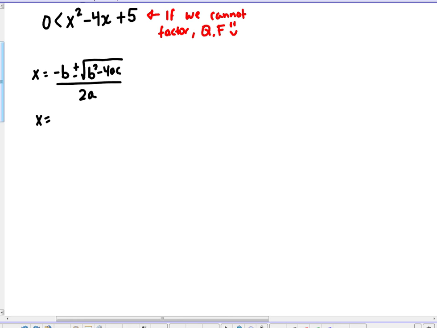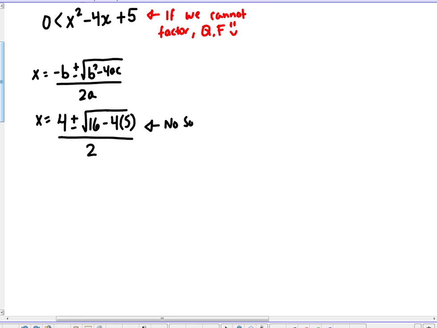-4 or a +4, right? Because it's the opposite sign of b. Plus or minus the square root of b squared, -4 squared is 16 minus 4 times, our a is 1 and our c is 5. Is that possible? No solution here.